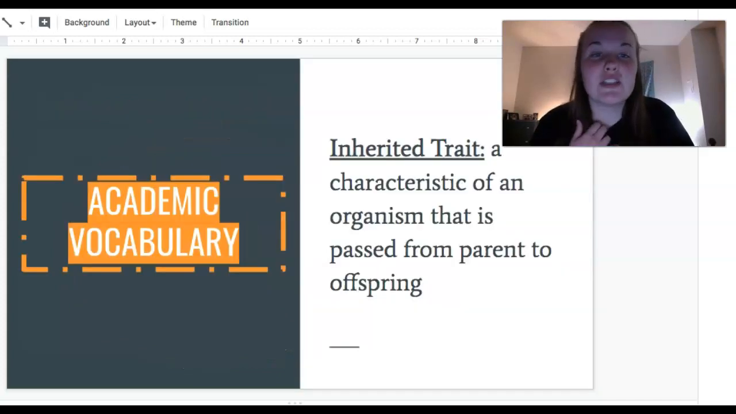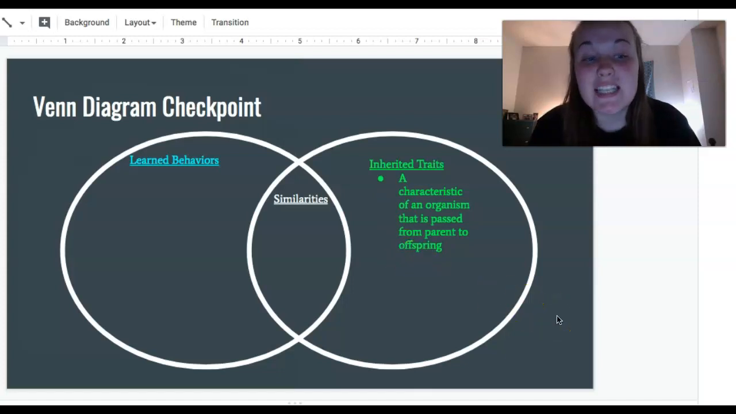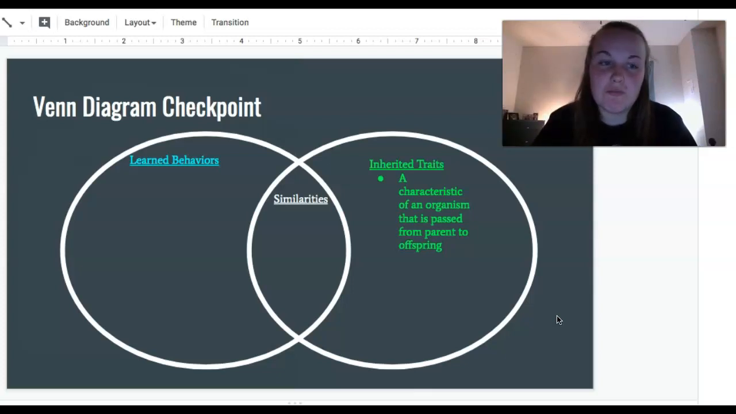So our first thing is our vocabulary. Our first term is an inherited trait. It is a characteristic of an organism that is passed from parent to offspring. Now, I'll say it one more time. An inherited trait is a characteristic of an organism that is passed from parent to offspring. So, let's go to our next checkpoint, and I've already written down the definition of an inherited trait here. Please, if you have not written it down already, write down the definition of inherited trait so that we have it in our Venn diagram. Check, and then we can go. You can pause the video now if you need to. I am going to continue otherwise.